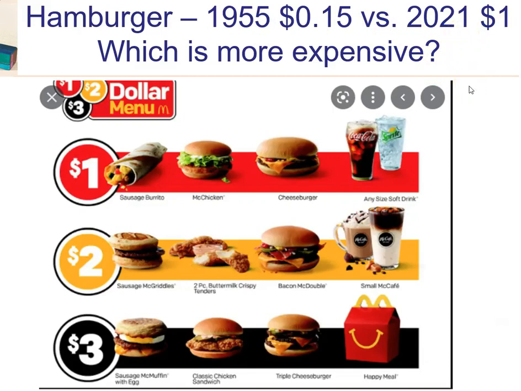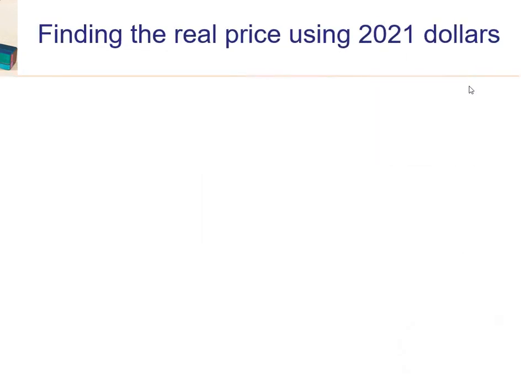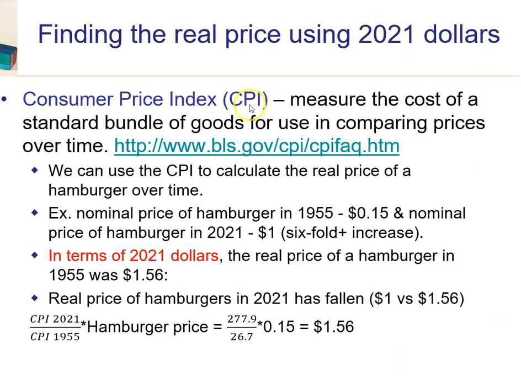We need CPI data to calculate this. So the real price using 2021 dollars, well, let's use a CPI. And this is where you get the CPI data from. This will allow us to calculate the real price of a hamburger over time. The nominal price again of that 1955 hamburger was 15 cents. The nominal price in 2021 was $1, a more than six-fold increase.